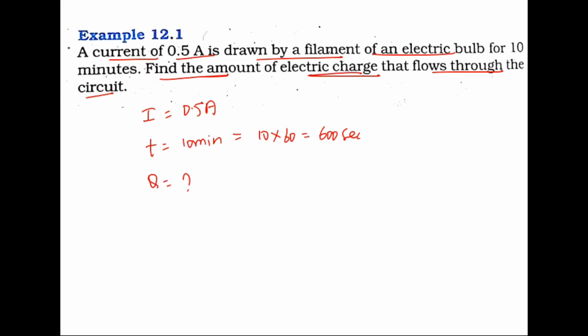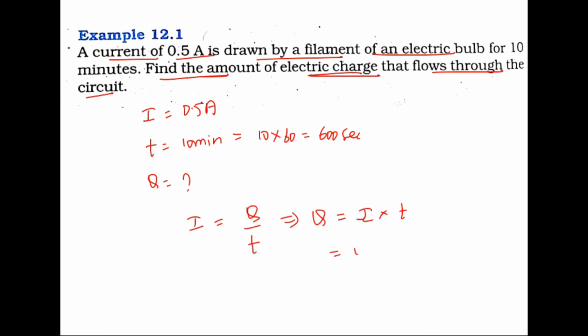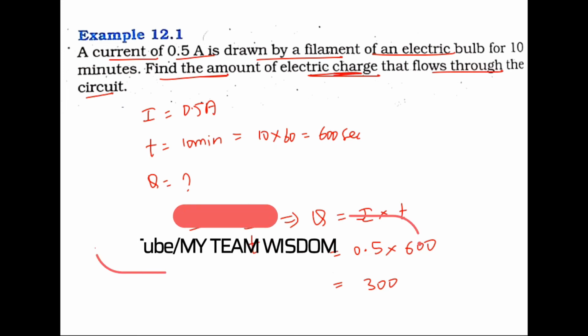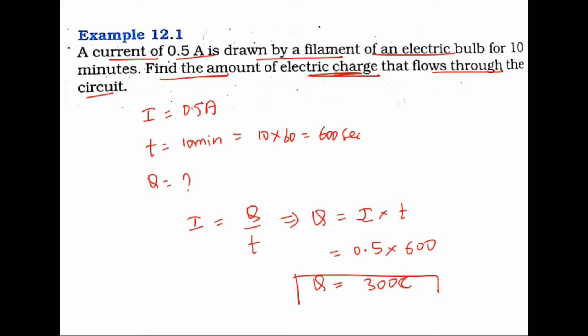You know the relation I equals Q by T, the electric current formula, charge per unit time. Based on this, charge equals current into time. The current is 0.5, into 600. The zero will be cancelled, 60 into 5, that is 300. Since the amount of charge is asked, the units will be coulombs. So the amount of charge that flows through the circuit is 300 coulombs.